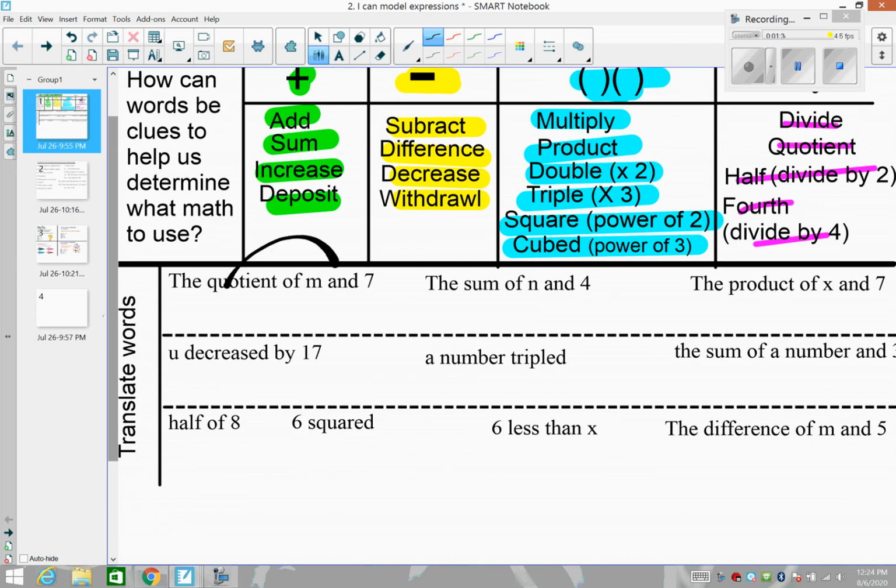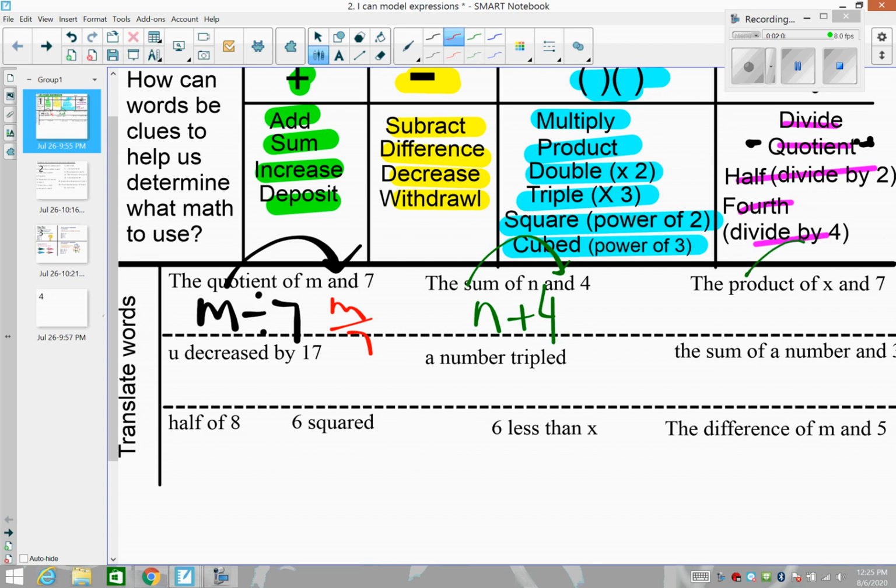The quotient of this. Well, when we quotient something, we're talking division. So it would simply just be m divided by 7, or you could stack that and write it as a fraction, m divided by 7. Sum. When you sum something, you add. So the sum of n and 4 would be n plus 4. Of course, you could flip that around because you've learned that it can go in either order for addition, known as the commutative property, but n plus 4 or 4 plus n.